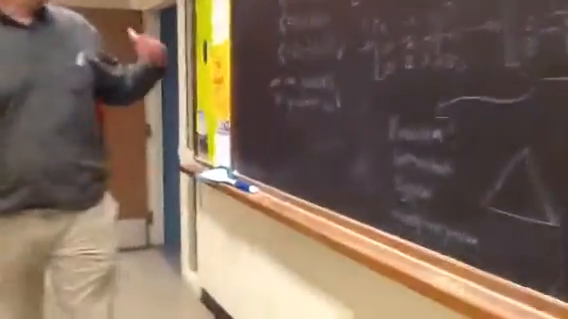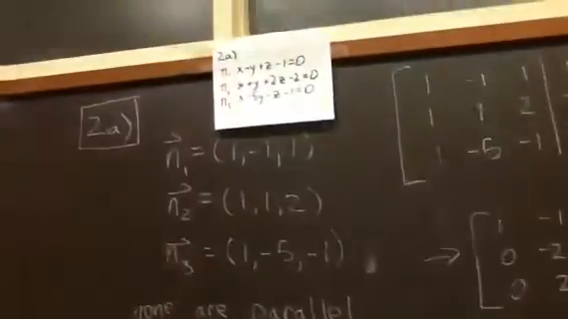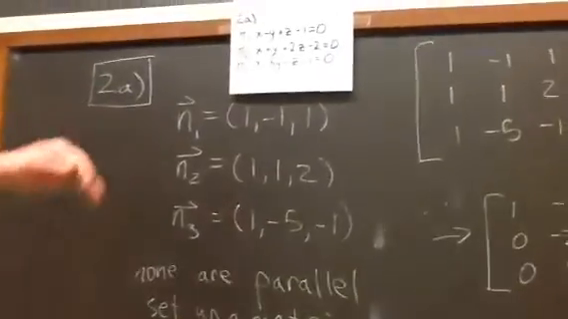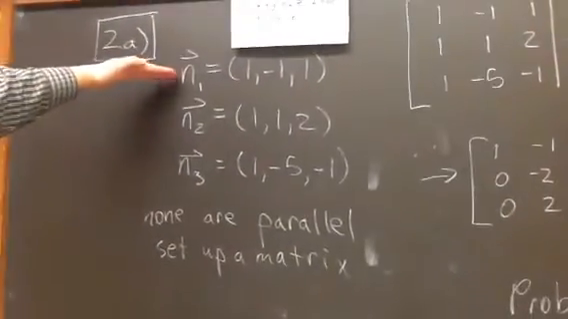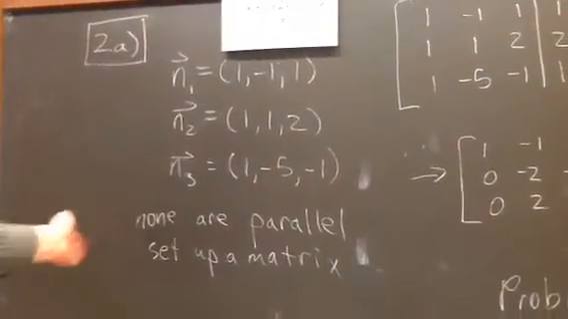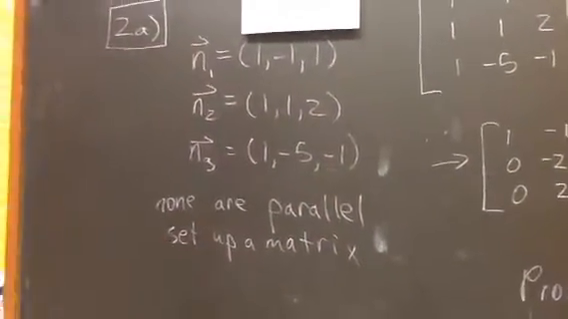Okay, well, let's take a look at what happens when we've got three planes, none of which are parallel, and none of them intersect. In other words, we set up a triangular prism. At first, that looks no different than the last two scenarios we did. We have three non-parallel normals. None of them are parallel, so we set up a matrix.